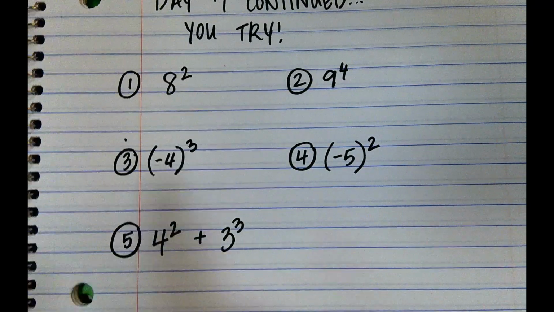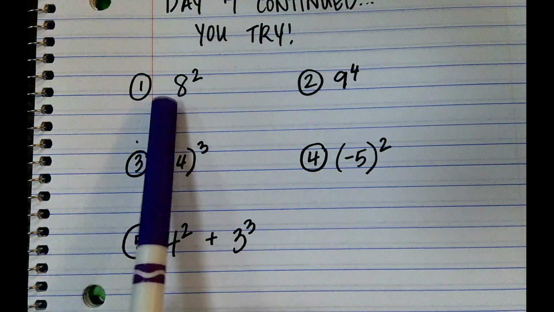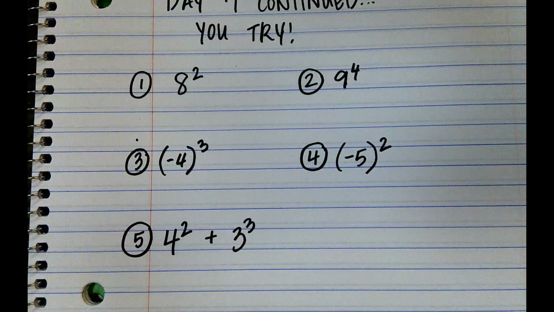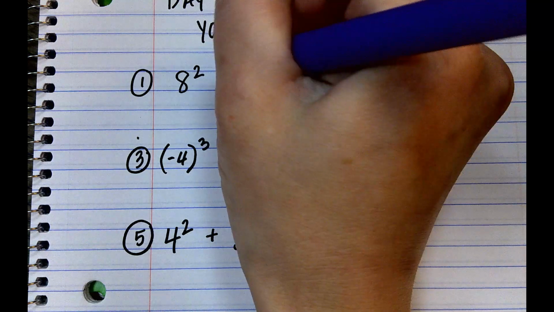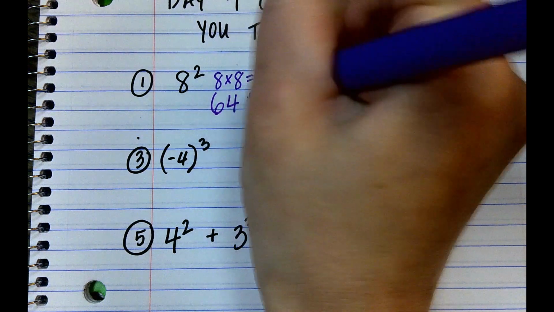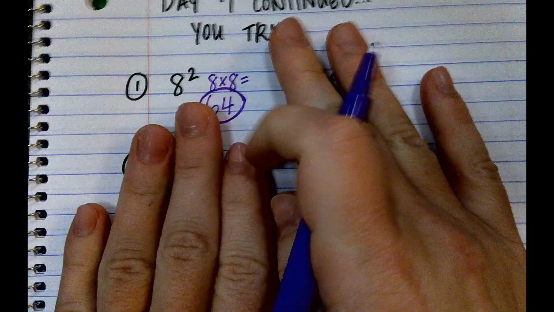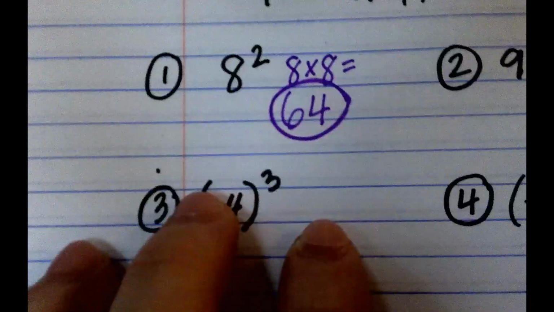Okay, guys, let's look at number 1. 8 to the second power. What am I doing here? 8 times 8, which is 64. Right, here, we'll focus one at a time.